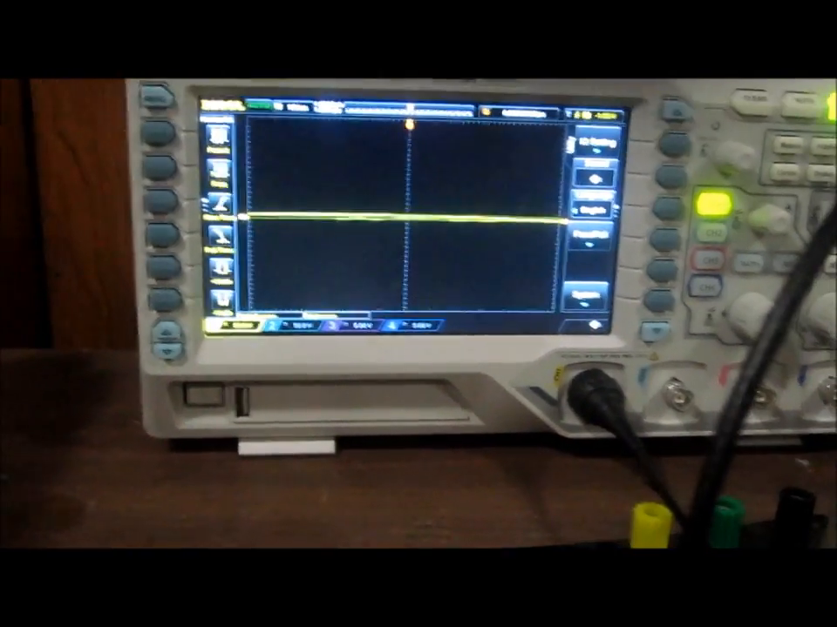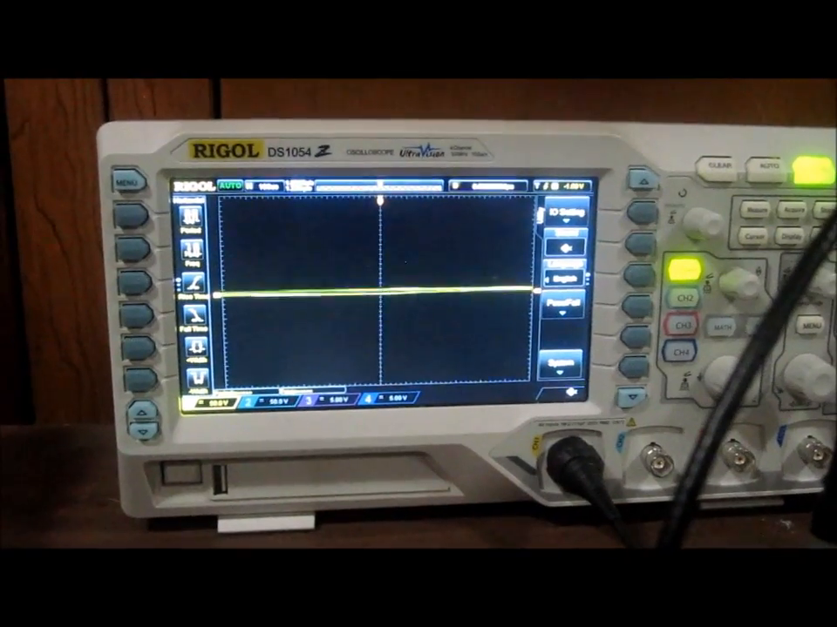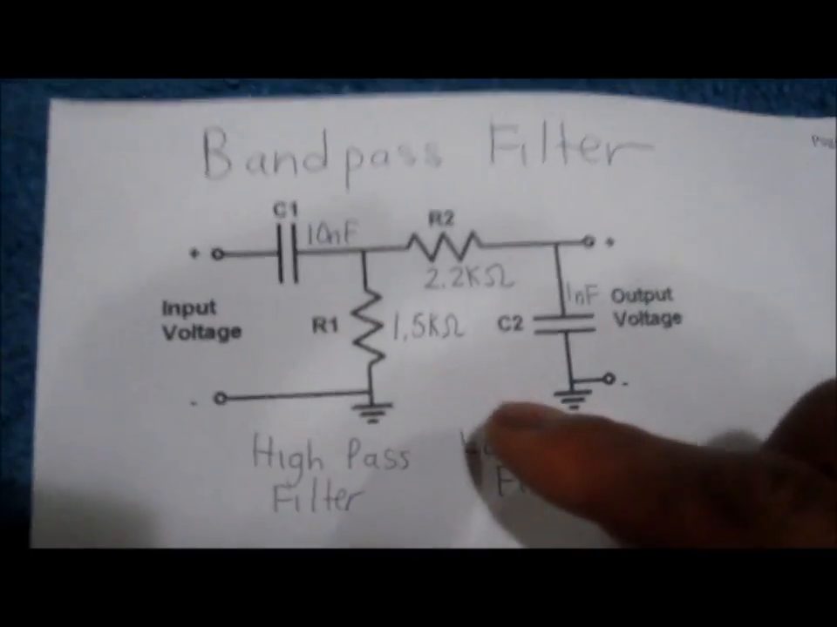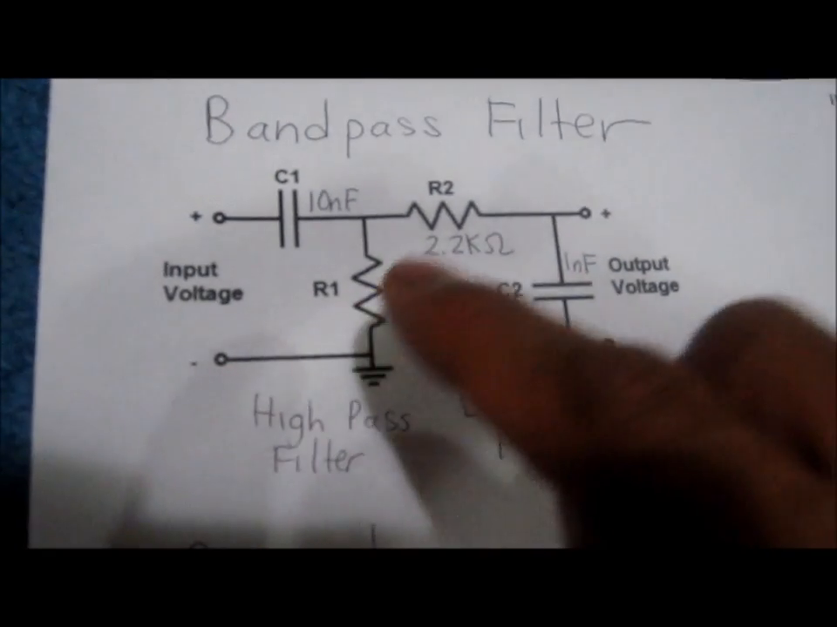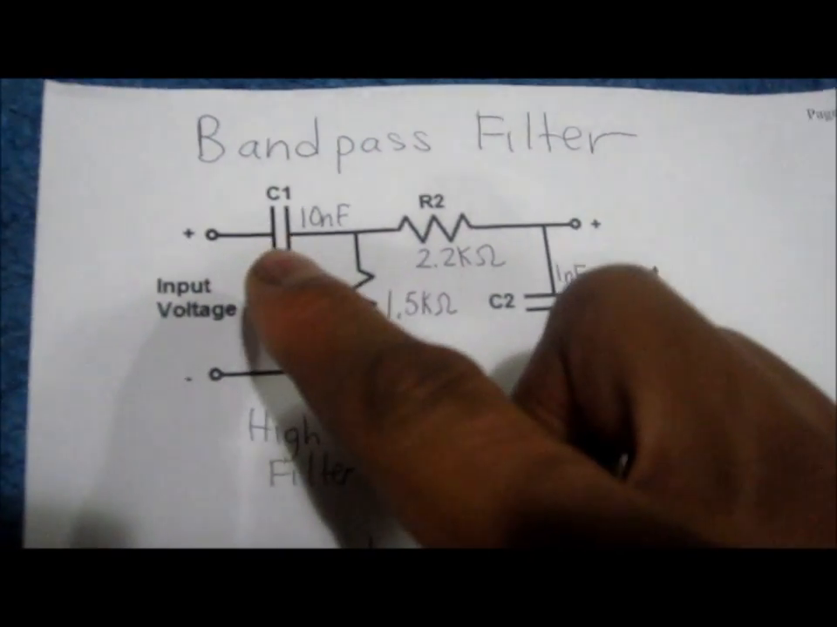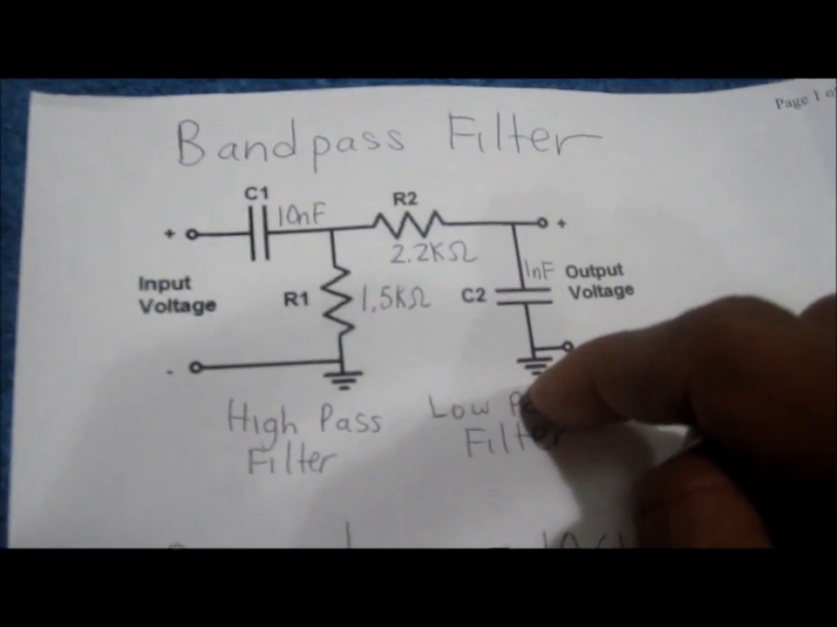Hey guys, in this video I'm going to demonstrate a bandpass filter, how it's built, and what you can expect to see on the oscilloscope for the output of a bandpass filter. So this is the bandpass filter that is built on the breadboard. And how it's built is it's a combination of two filters, a high pass filter and a low pass filter.